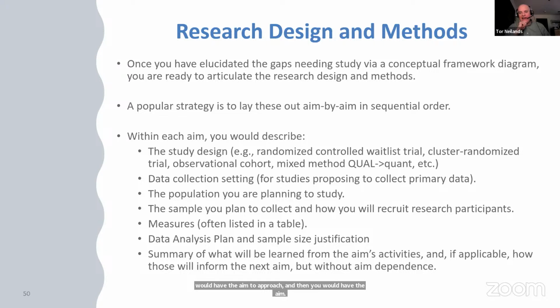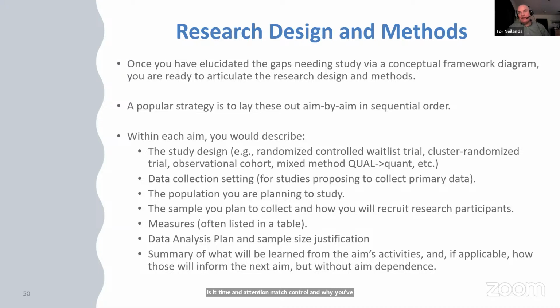And then within each of these aim blocks, you would describe the study design. So is it a randomized controlled trial? Is it a cluster randomized controlled trial, observational cohort, mixed method, qual dominant, quant subordinate type of design? And one thing I think that's important here is if you are proposing to do a randomized trial, it's a good idea to justify the choice of control group. So is it usual care, waitlist control? Is it time and attention matched control? And why you've chosen the design that you've chosen.